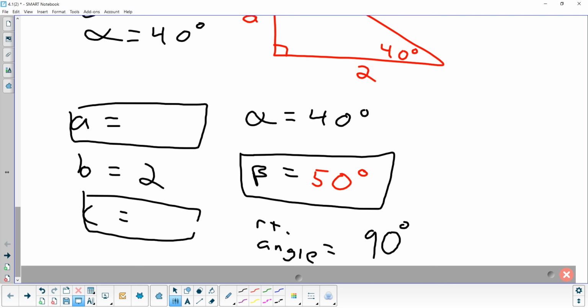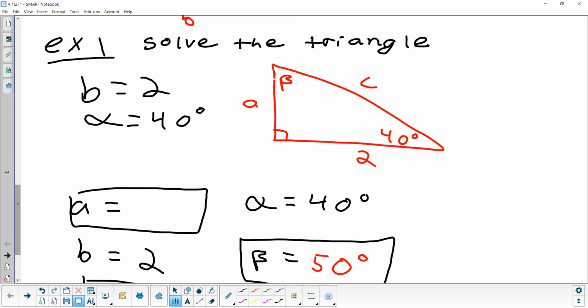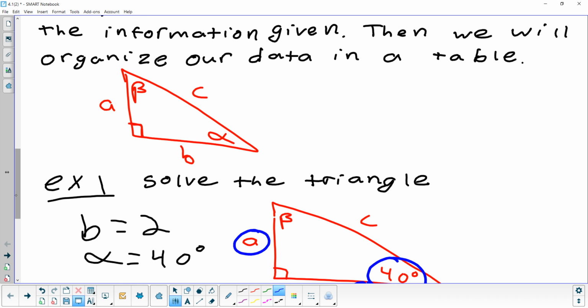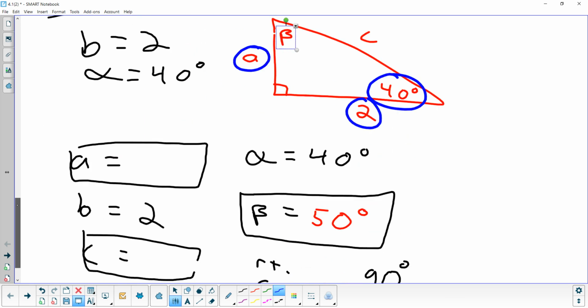All right, now we can find A or C. It doesn't matter which one we do. Let's do A first. So I'm going to circle in the diagram what I just said I want to find. I want to find A. And what I'm going to use to do it is the 2 and the 40. Anytime you're solving for something using trig, there's always 3 things involved: 2 things that you know, and one thing that you're trying to find. Now, technically, I could have used beta, because I know beta at this point is 50.